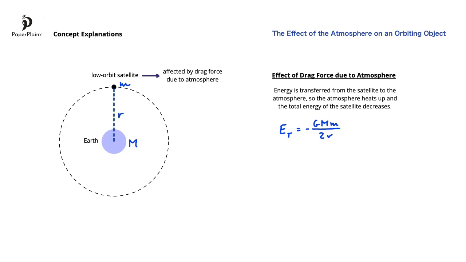Now, as total energy is a negative value, when this total energy decreases, in other words, when it becomes a smaller negative value, r, the orbital radius, decreases. Of course, G, uppercase M, and lowercase m do not change.